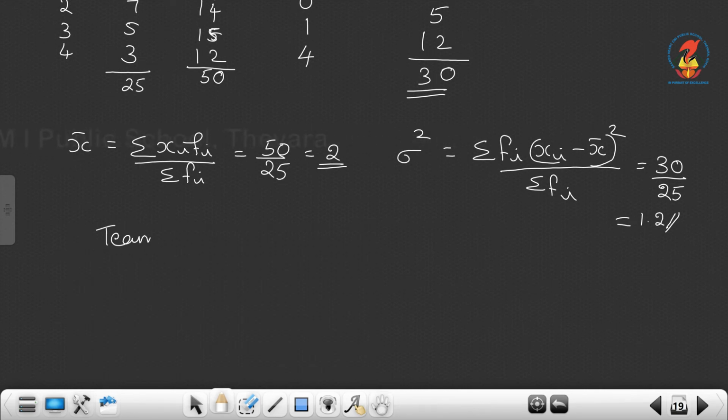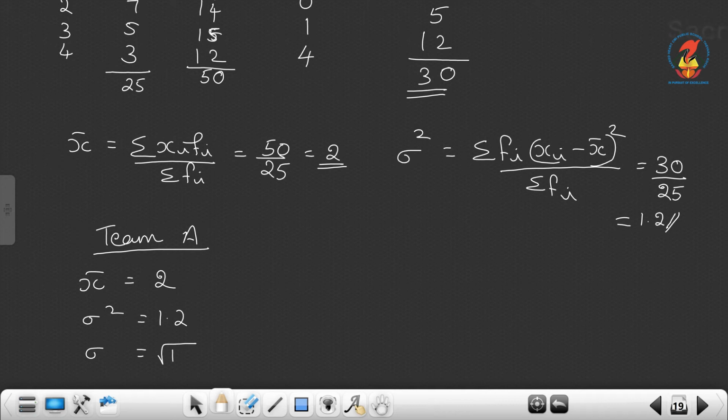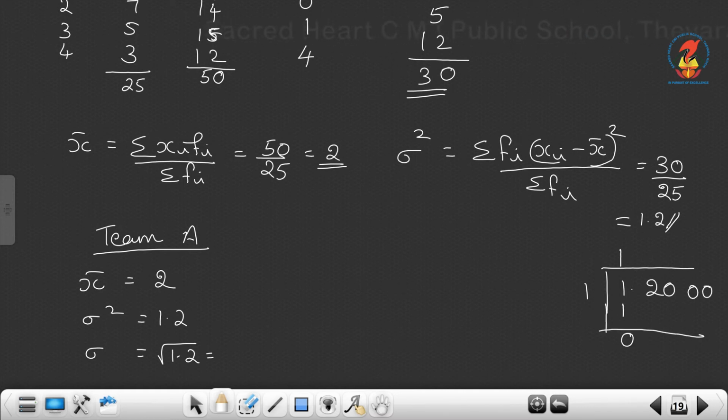For team A, team A mean is 2, sigma square is 1.2. So sigma means root of 1.2. Now we can find the value. What is root of 1.2? So here you can give zeros. 1, 1, 0. Put a point. Double of 1 is 2. Then write this group 20. But when we write a number here, that into the same number, here 20 only. So we can give the number 0, isn't it?